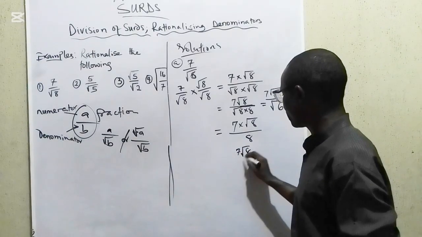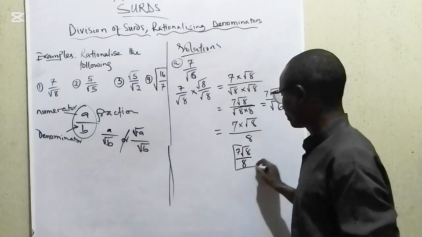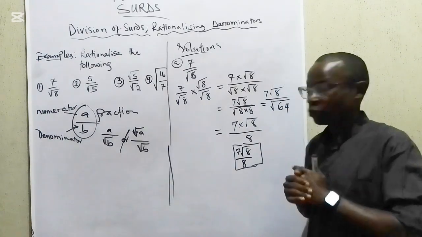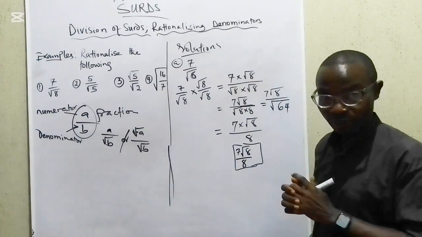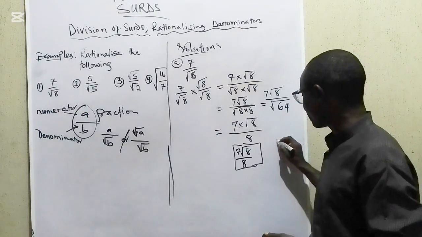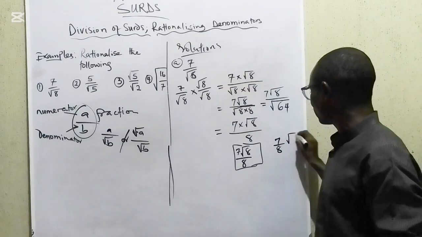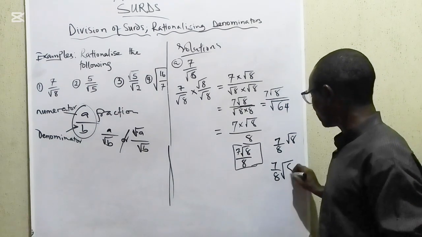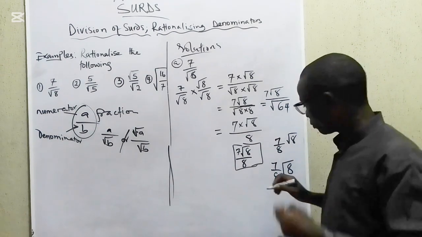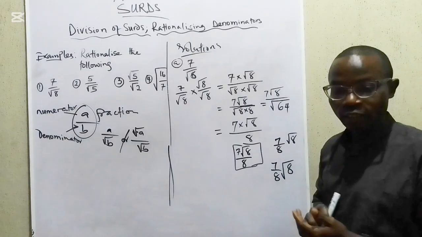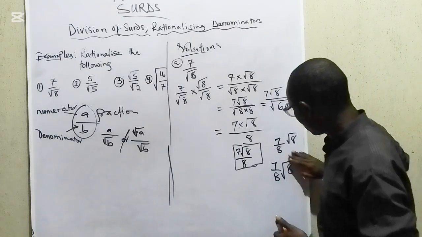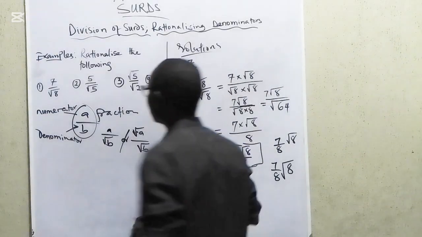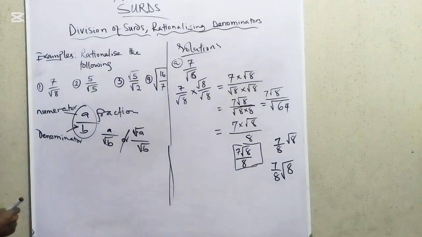So this is just 7 root 8 over 8. You've seen this now. There are different ways of writing it. You can write that as 7 over 8 root 8. The same thing. So let's pick the second one.